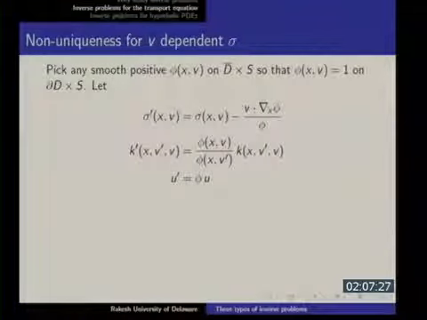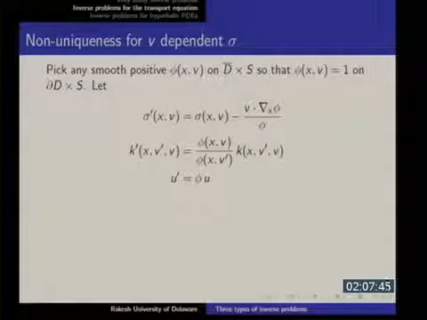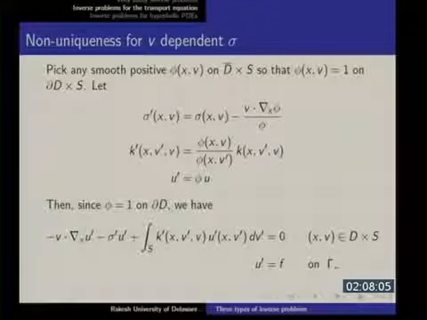Here's the construction. Sigma prime is, take the original sigma and subtract from it the gradient of phi divided by phi, remember, that's why I need phi positive, dot the velocity vector. So there's a new absorption coefficient, and the new scattering coefficient is, take the old one, multiplied by phi(x,v) over phi(x,v prime). And the corresponding concentrations are, basically take the old one, multiplied by phi. And so if u corresponds to sigma and k, then u prime will correspond to sigma prime and k prime.